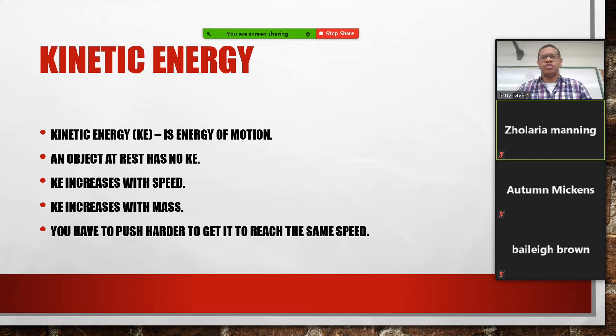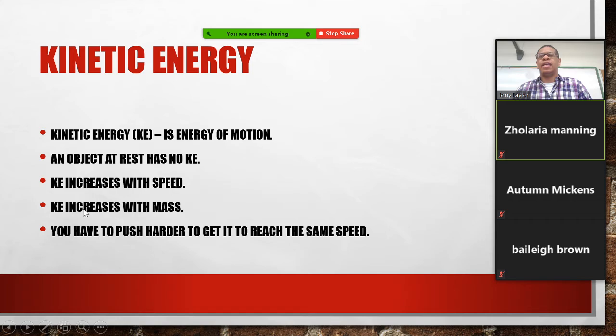So let's move on to kinetic energy. As I just said, kinetic energy is defined as the energy of motion. Since kinetic energy is the energy of motion, an object that is at rest has no kinetic energy. Again, an object at rest has no kinetic energy.